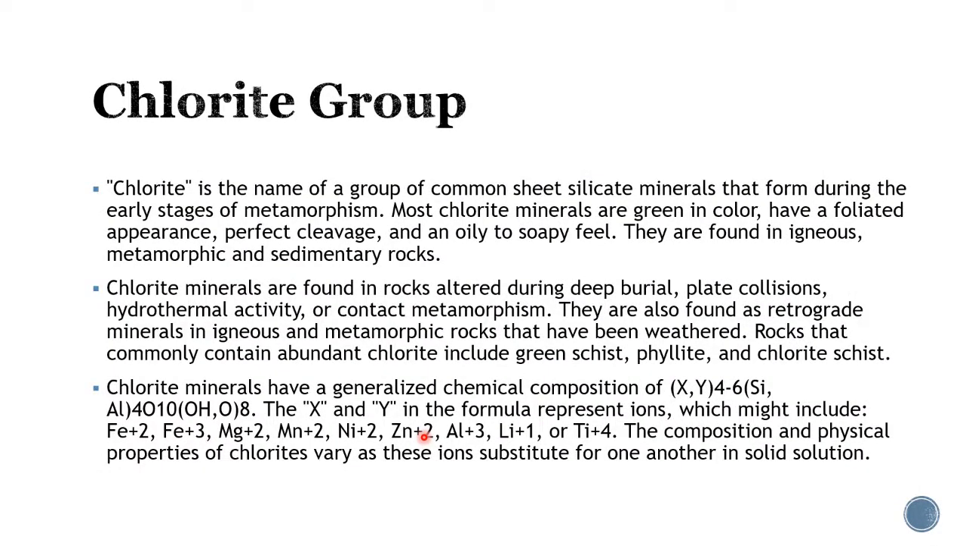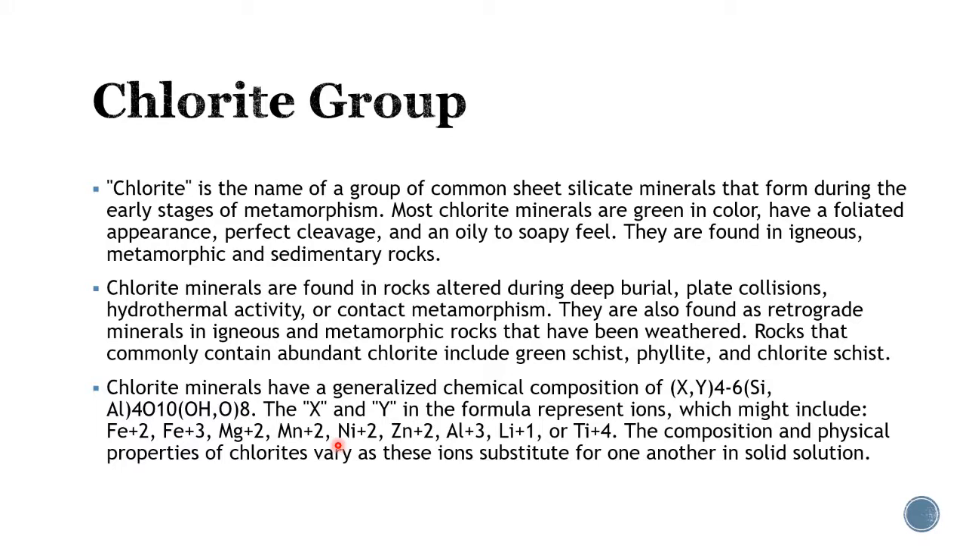Chlorite is the name of a group of common sheet silicate minerals that form during the early stages of metamorphism. So this is the indicative mineral for the early stages of metamorphism. Most chlorite minerals are green in color, have a foliated appearance, perfect cleavage, and an oily to soapy feel. They are found in igneous, metamorphic, and sedimentary rocks.